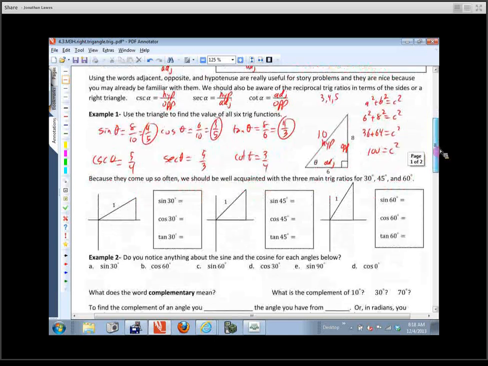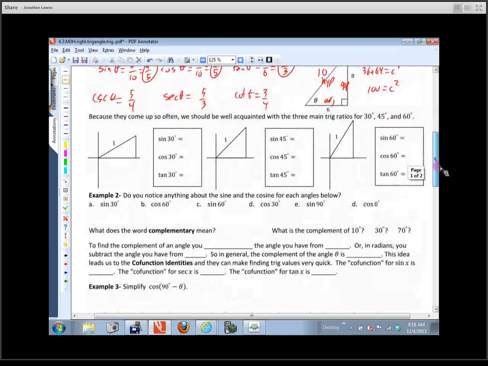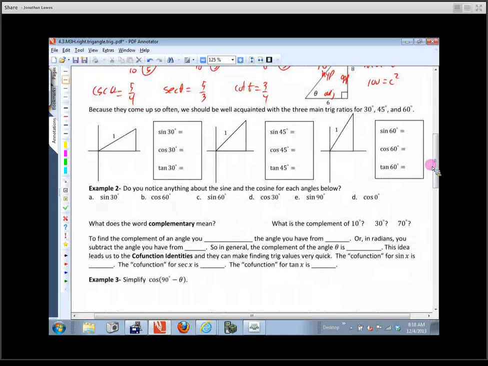Any questions? Okay, because these come up so often, we're going to run through these again. These are things that you ought to have memorized, and we'll do this over the next couple of days. Absolutely guaranteed, if you know these, you're going to do much better on the test next week, okay?